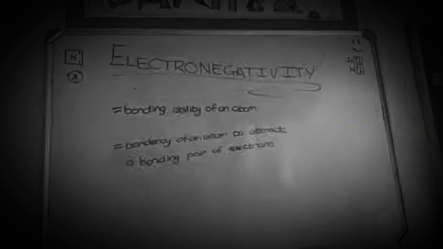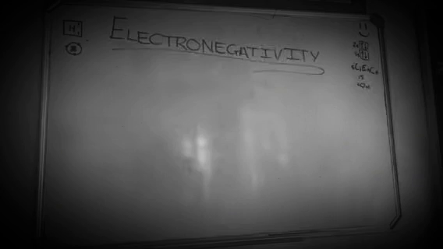The final trend is electronegativity. Electronegativity is the measure of an atom's ability to form a chemical bond and the tendency to attract a bonding pair of electrons. Electronegativity increases from left to right in a period and decreases from top to bottom in a group.